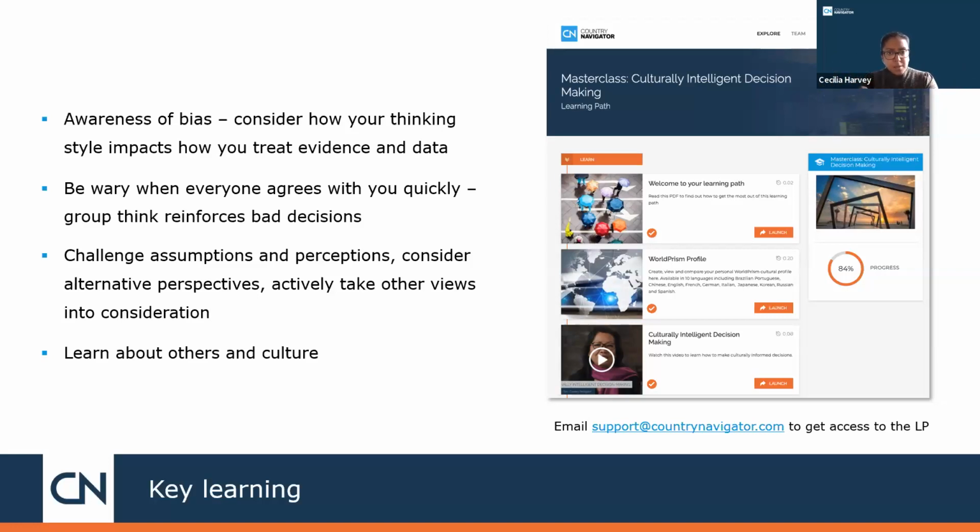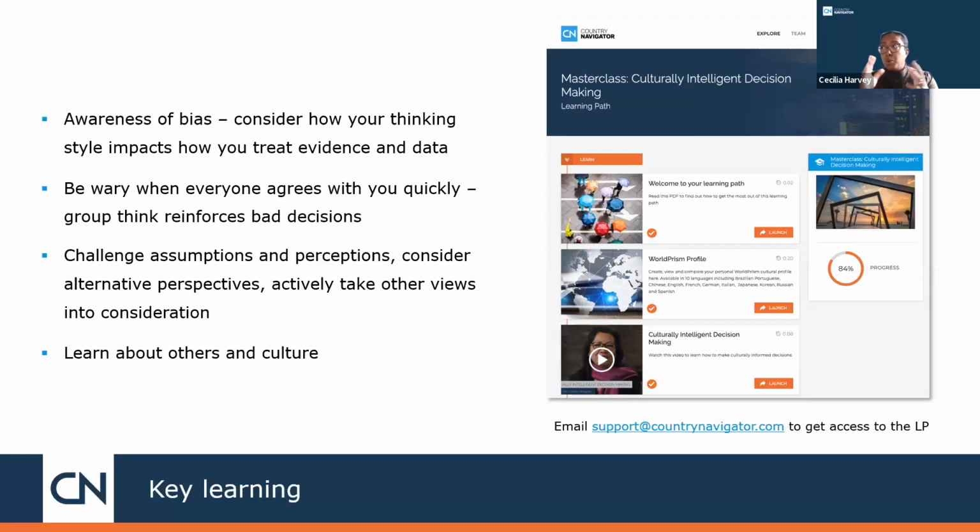And it's a two-way process. So yes, you need to be able to feel the psychological safety as well, to challenge assumptions and perceptions, but also invite others to do the same. Ask the question, what do you think? I've just presented something to you, would you have approached it differently? Be open to that. Be open. And really learn about others and other people's cultures.